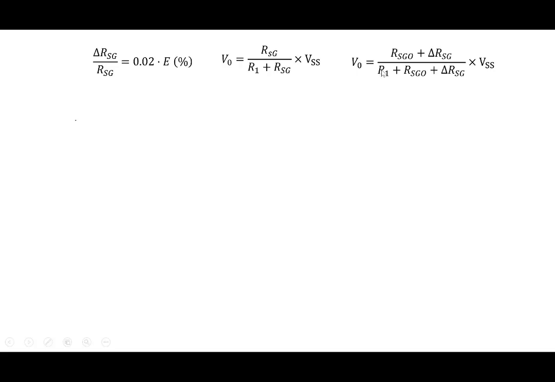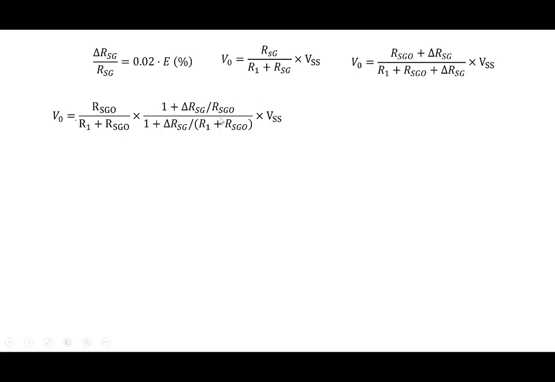RSG0 was 120 ohms and R1 is also 120 ohms. So basically R1 and RSG0 are the same, right? So further, let's simplify it. We can take RSG out here and we can take R1 plus RSG0 out here. So we get this expression here.